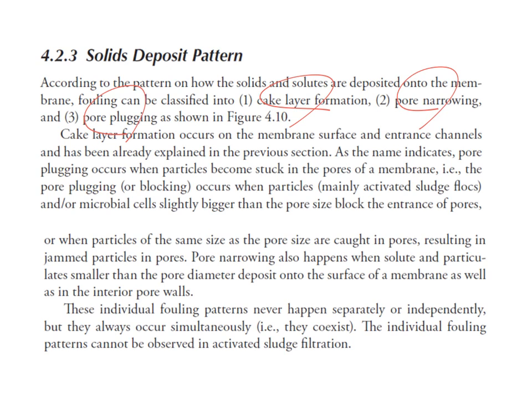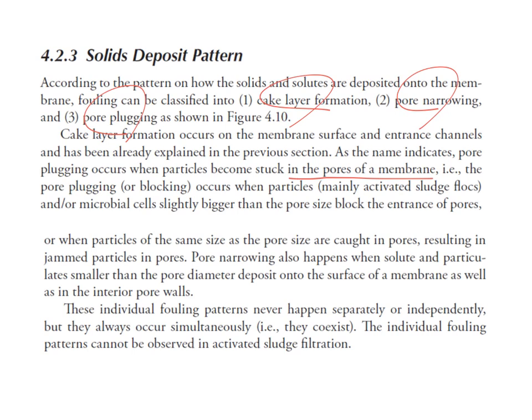Cake layer formation occurs when the particles are much bigger than the pore size, so they cannot get into the membrane pores. So it will form a layer of particles which can reduce the hydraulic permeability of the membranes. And pore plugging happens when particles become stuck in the pores of the membranes. So we also call this pore blocking.